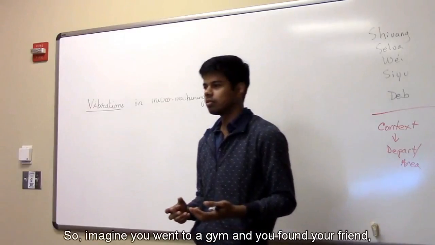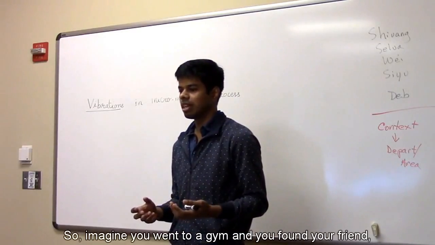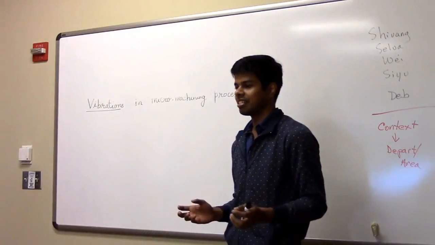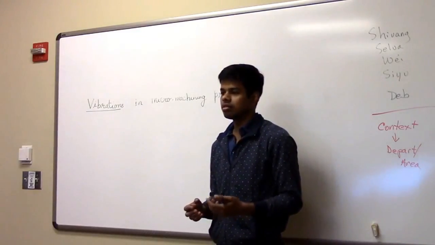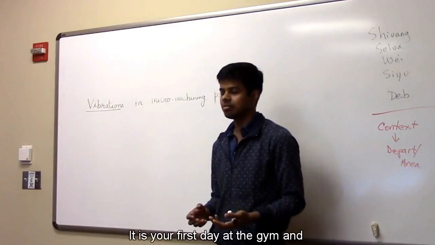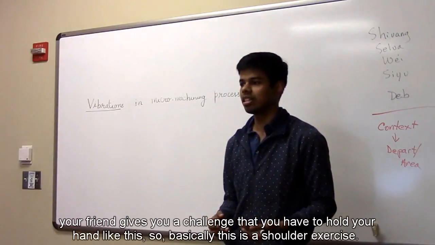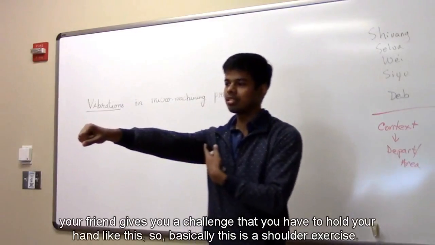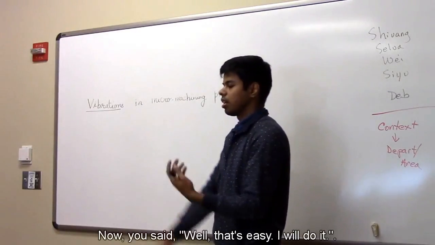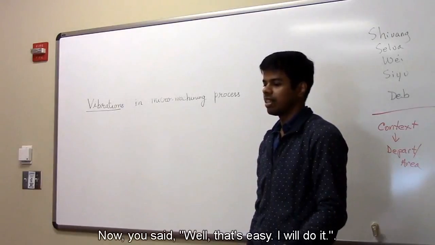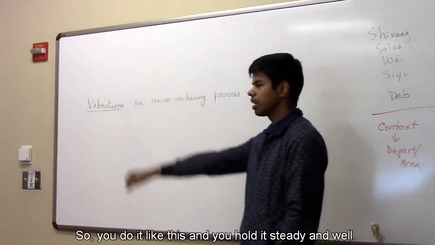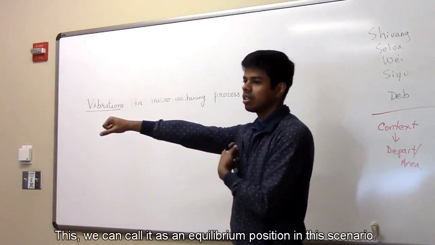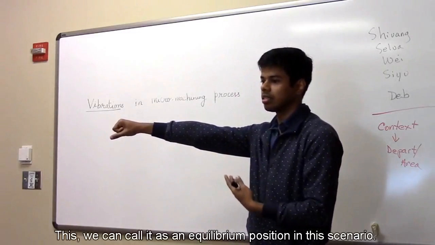Imagine you went to a gym and you found your friend, who by the way is a gym freak, and it is your first day at the gym. Your friend gives you a challenge that you have to hold your hand like this. Basically this is a shoulder exercise. You say, well that's easy, I will do it. So you do it like this and you hold it steady and well. We can call this an equilibrium position in this scenario.